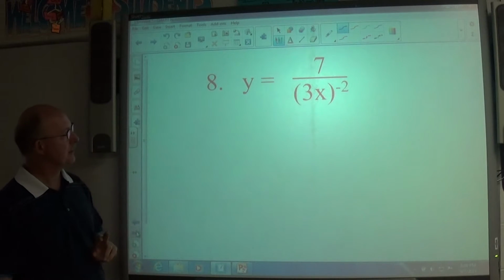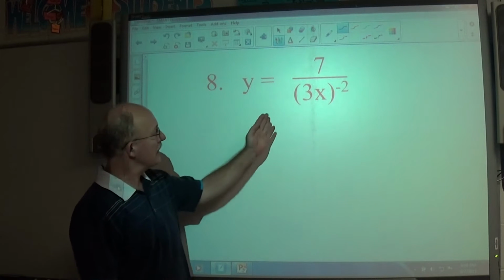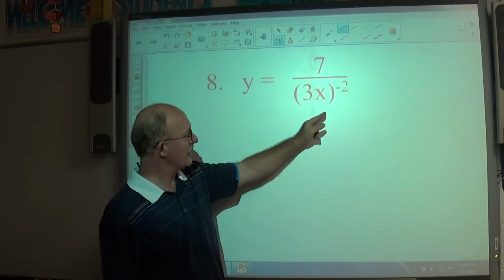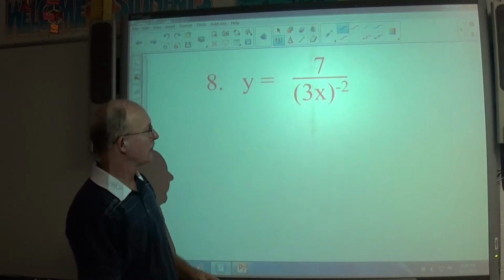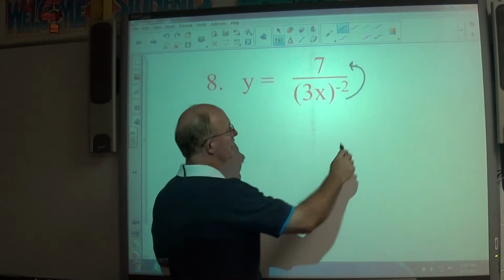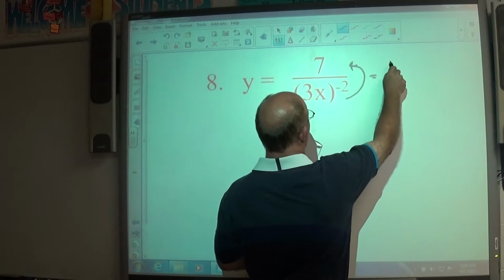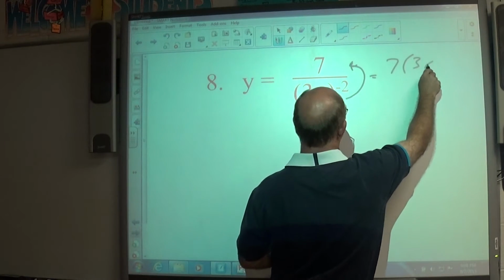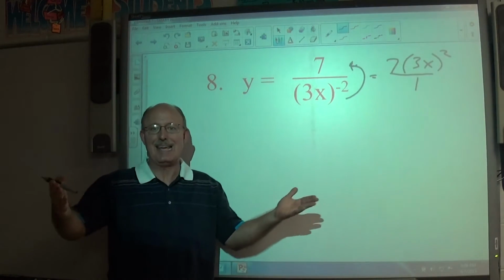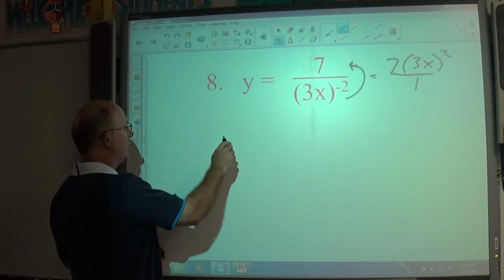Let's try another one. Okay, let's try this one here. Now this time we have, in the bottom of our fraction, 7 over the quantity 3x to the negative 2 power. So I'll tell you what, let's move this entire expression to our numerator. And it becomes 7 times 3x to the positive 2 over 1. So there's basically nothing left in the bottom of that fraction.